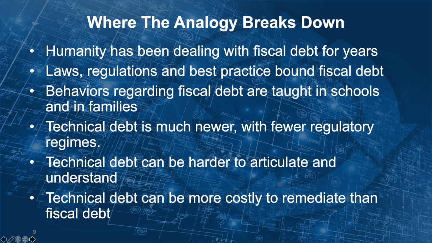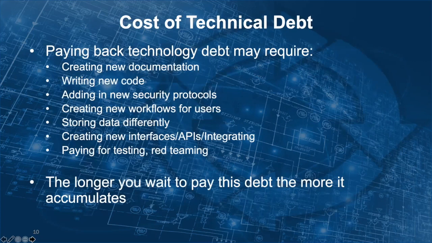Another way that technology debt is different from fiscal debt is the fact that it can be much more costly to remediate than fiscal debt. Depending on the situation, it could be that fiscal debt is just simply paid off with cash, whereas technology debt may require a never-ending stream of management attention and time and energy and friction and money. So the analogy is important for a basic understanding of what technology debt is, but it breaks down.